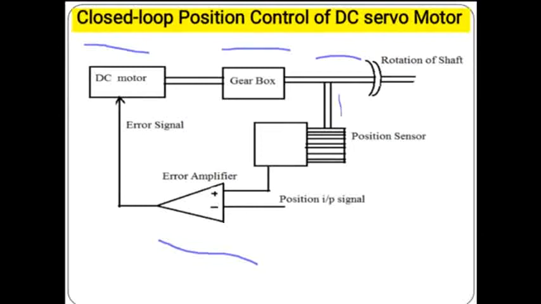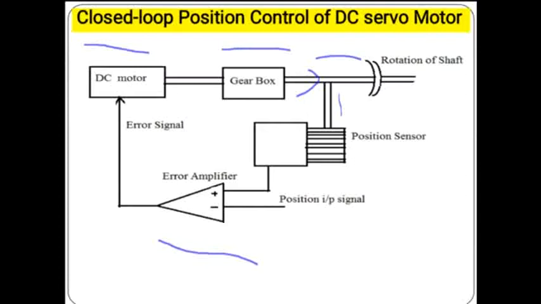This signal is sensed through this shaft. The output is developed and given to the error detector, and it can detect and give the signal to the controller, and it can control the signal and again give it to the motor and correct it. So this is the functioning of closed loop position control of DC servo motor.